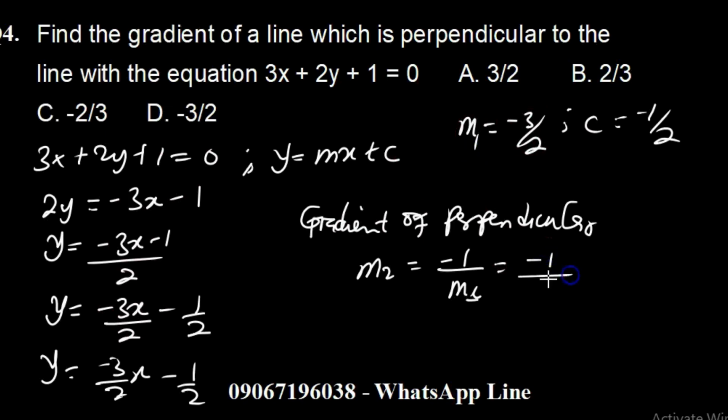So this is going to become minus 1 divided by minus 3 over 2. If you do that, this is going to be reversed. So this is the inverse, which is 2 over 3. The minus signs cancel out, and the inverse of 3 over 2 is 2 over 3. So this is the answer to this question. Remember, the gradient of the perpendicular line is always equal to the negative reciprocal of the gradient of the original straight line. You can pause the video, and let's move on to the next question.